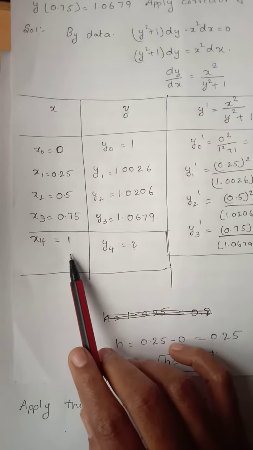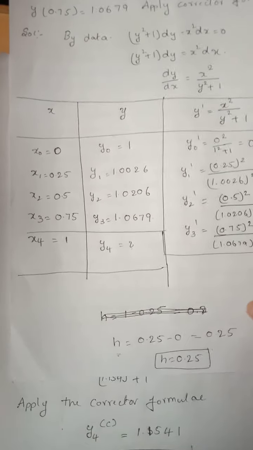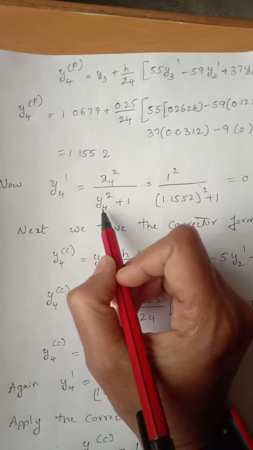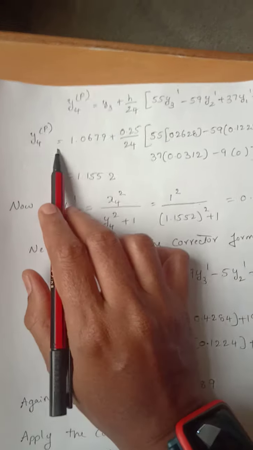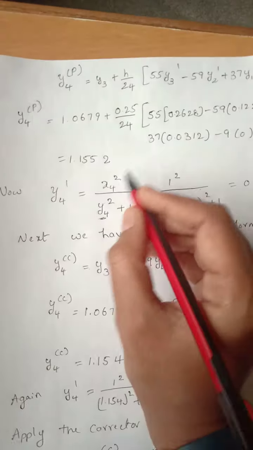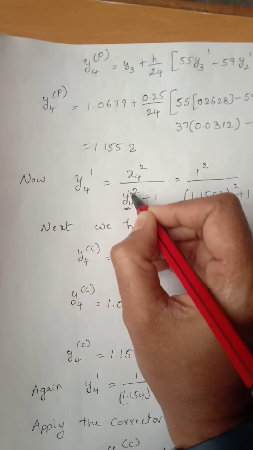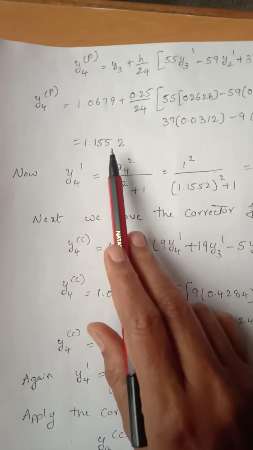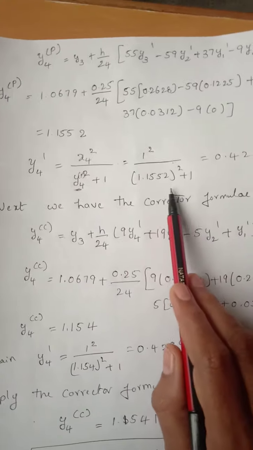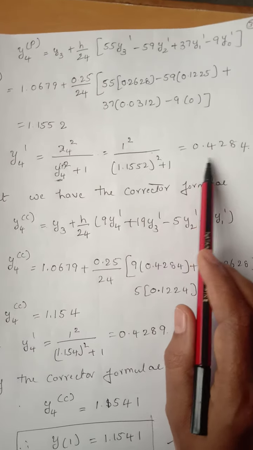What is x4 here? x4 is the value which we are going to find out, that is 1. And what about the y4? What we have to consider as y4 is the predicted value we just found, right? So you have to consider this as y4 of p. Consider the value of y4 of p here, and substitute here. So this is your y4 dash.